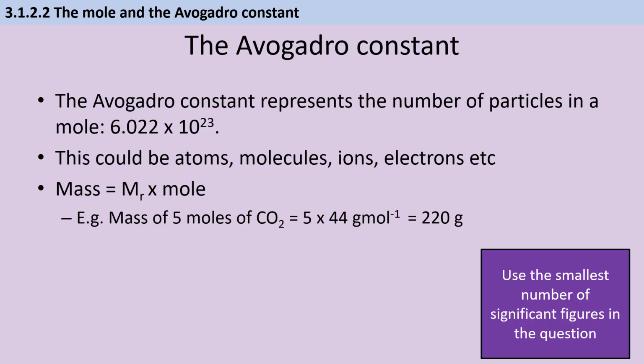The amount of substance topic begins with the mole and the Avogadro constant. You should know that the Avogadro constant represents the number of particles in a mole, and that could be atoms, molecules, ions, electrons, literally any type of particle. In all your calculations, you need to give your answer to an appropriate number of significant figures, which is the smallest number of significant figures used in the question.